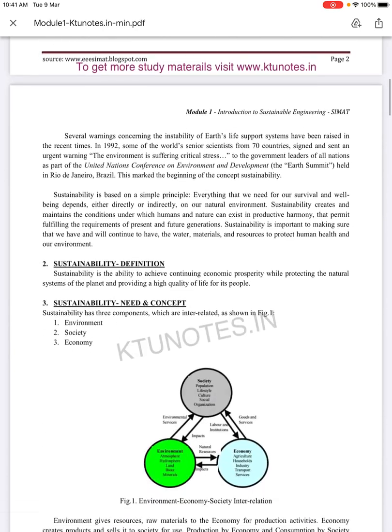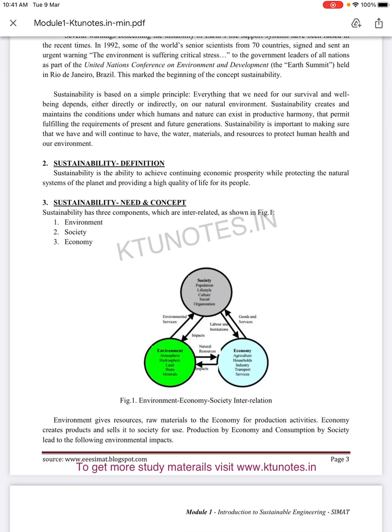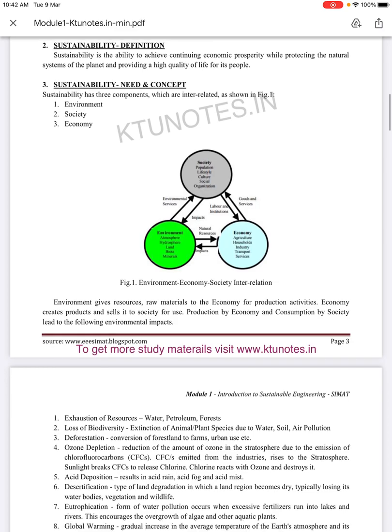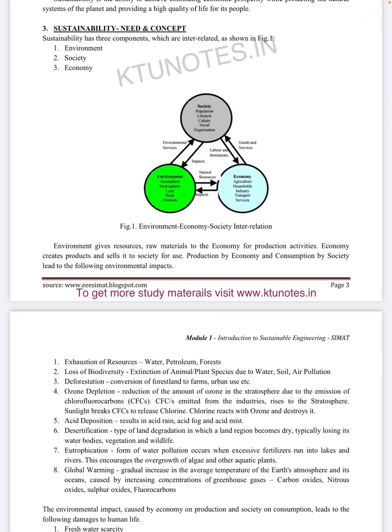Sustainability is defined as the ability to achieve continuing economic prosperity while protecting the natural system of the planet and providing a high quality of life for its people. So it is basically to achieve three main concepts, that is social sustainability, environmental sustainability, and economic sustainability. Sustainability is broadly classified into these three types, which we are going to discuss in detail. They are connected to each other.